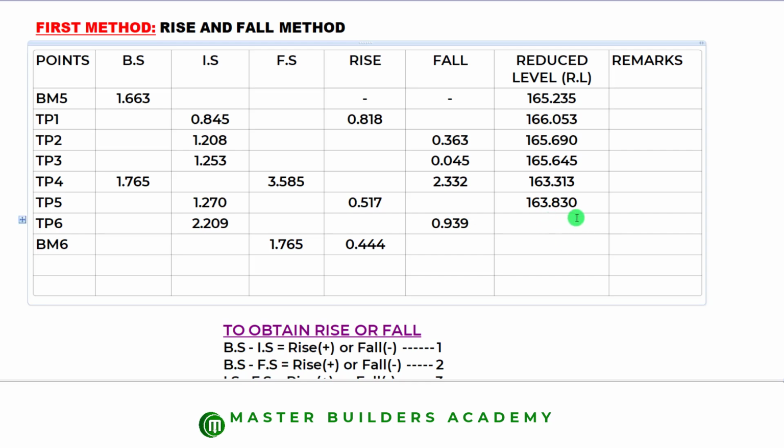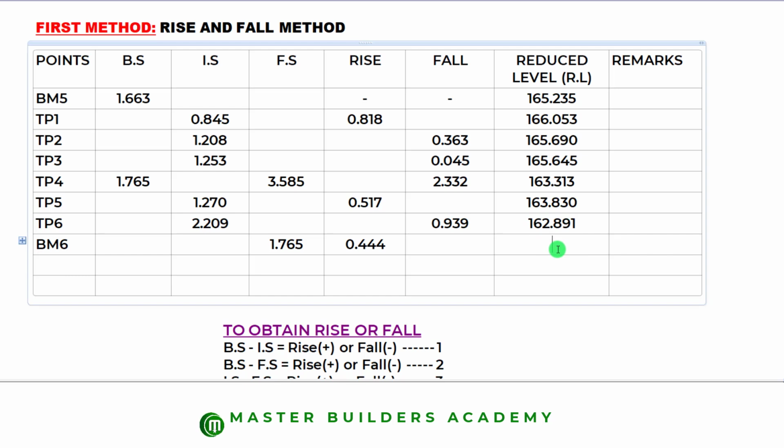At TP6, our previous reduced level is 163.830. And at the current level where we are, we have a fall of 0.939. And a fall is a negative value. So we are quickly going to subtract this value from the last reduced level. And if we do subtract 0.939 from 163.830, we will have this as 162.891. Are you there?